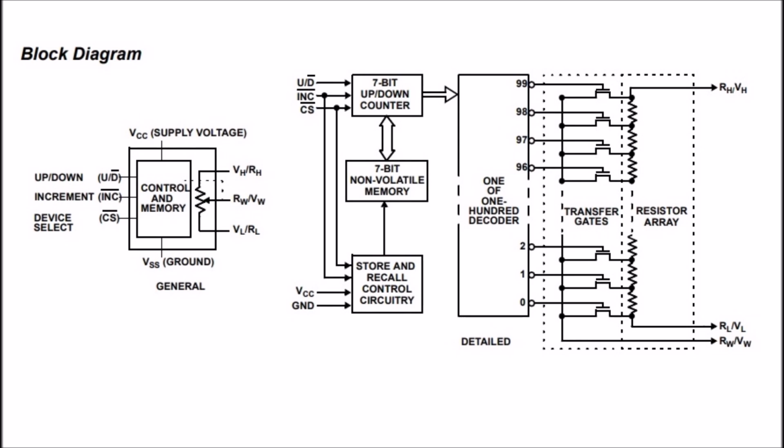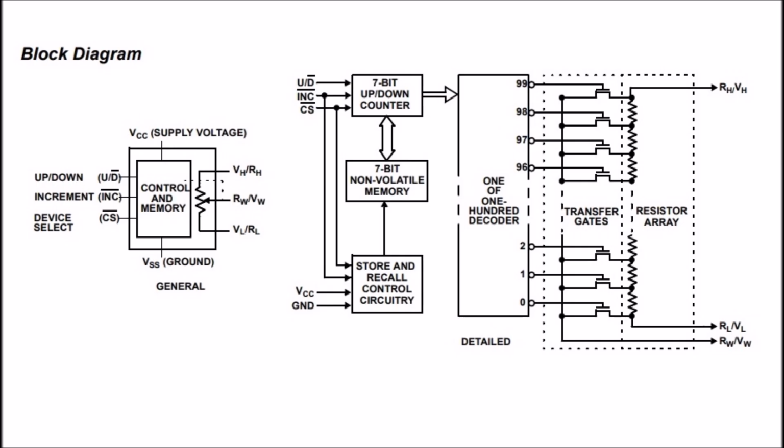When you toggle the INC pin, UD tells the chip whether to step the wiper up toward higher resistance or down toward lower resistance. INC, increment pin. The INC pin controls changes. Every time you pull this pin from high to low, a negative edge, the chip moves the wiper one step in the direction set by the UD pin.